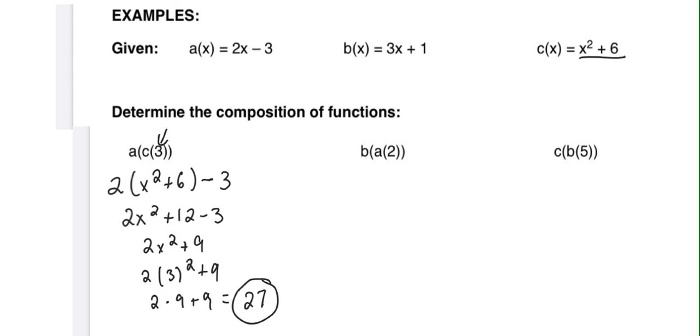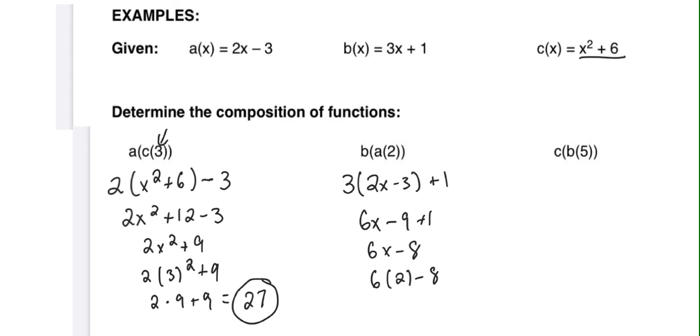We'll do the next one. So b of x is 3x plus 1. So I'm going to plug in a of x for the x. So 3 times 2x minus 3, plus 1. Then distribute the 3, we get 6x minus 9 plus 1, or 6x minus 8. And then plug in 2 for x. 6 times 2 is 12, minus 8 is 4.